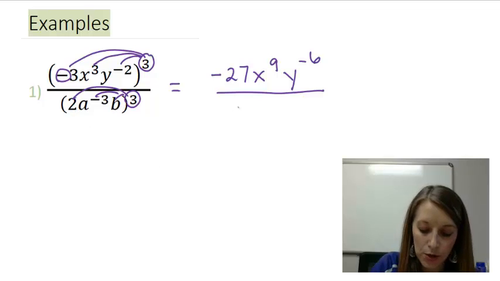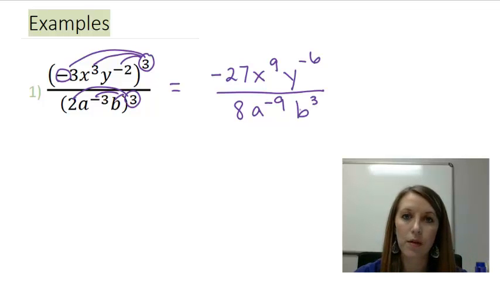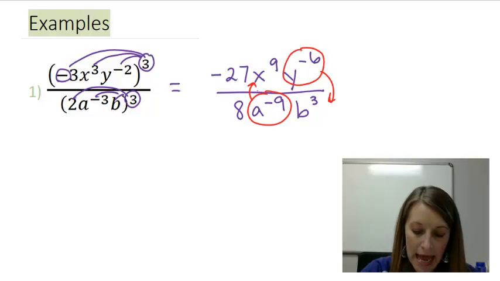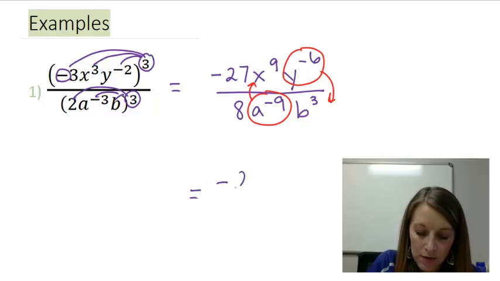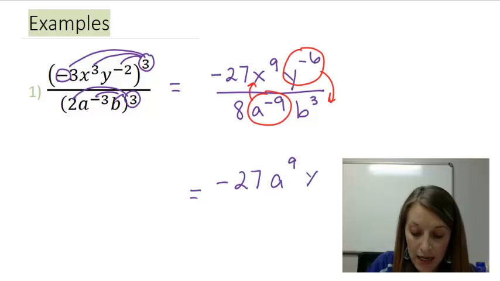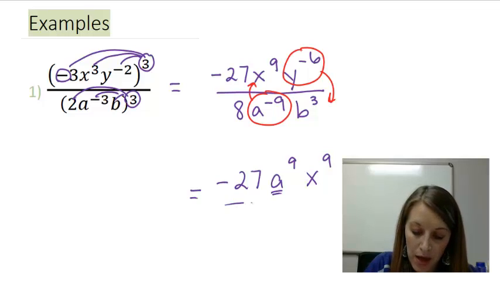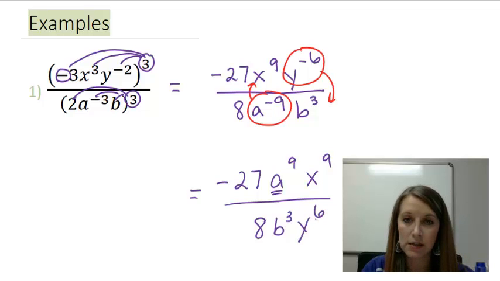In the basement, 2 cubed gives me 8. A to the negative 3 times 3 gives me a to the negative 9, and b to the third power just gives me b to the third. Now, to finish this example, I can finally move my bad attitudes, or my negative exponents. So I'm going to move this y downstairs, and I'm going to move my a upstairs. That gives me a negative 27, a to the 9th, x to the 9th, and I put my a in there first because I write these in alphabetical order. Downstairs I have 8, b to the third, y to the positive 6.